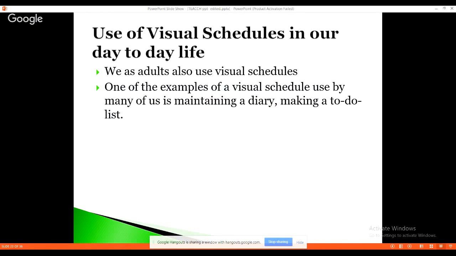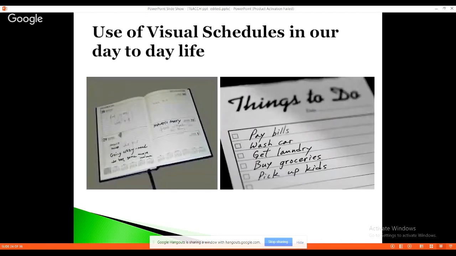Now, use of visual schedules in our day-to-day life. Now, if I see how we use visual schedules, we also maintain a diary. We put things like, pay your bills, wash the car, get the laundry, and there's a whole lot of things that we plan for ourselves. Now, why is it that I'm sharing this with you? It's simply because many parents usually ask me, one second.